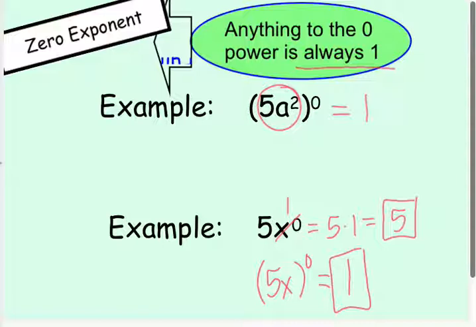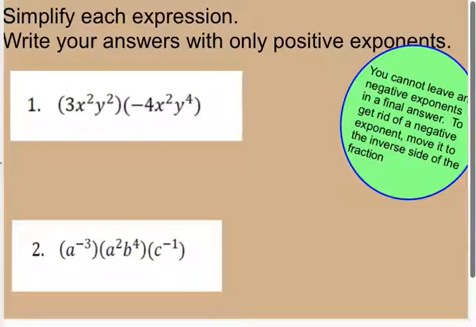Now we're going to do some practice simplifying. Just remember you can't have negatives, negative fractions, and you have to combine everything. The first thing I would do is look at your numeric values. I have 3 and negative 4, and they are being multiplied. So 3 times negative 4 is negative 12.